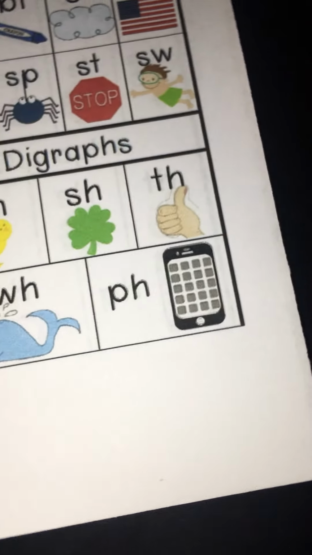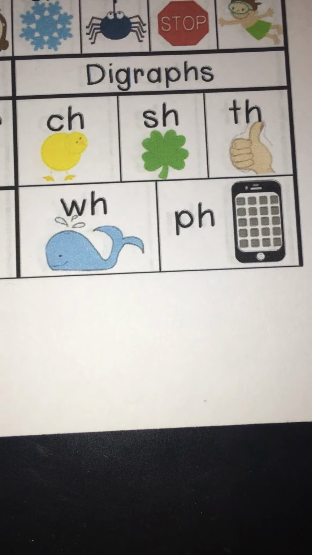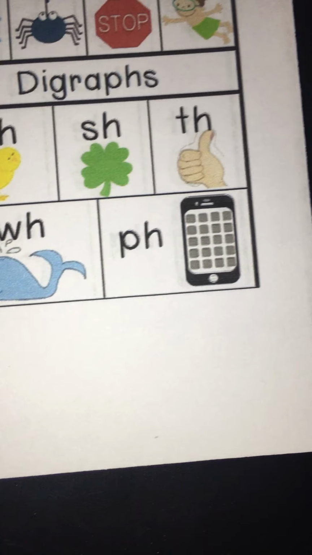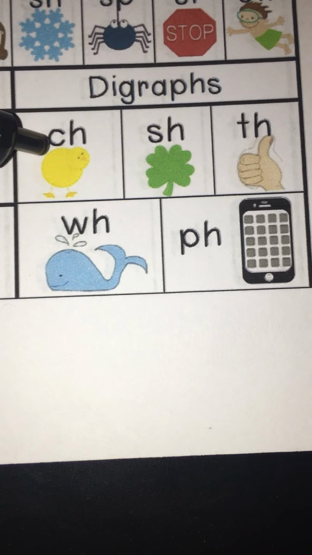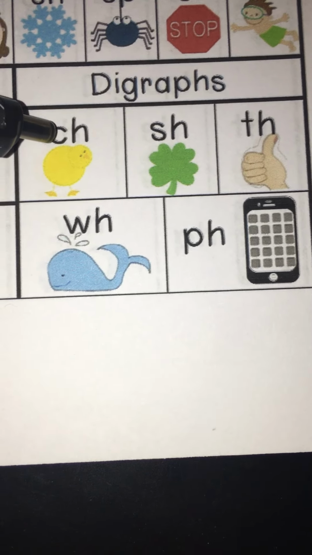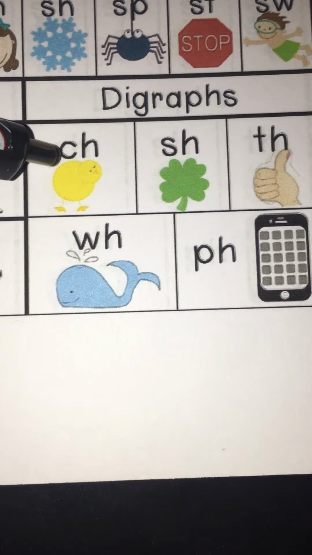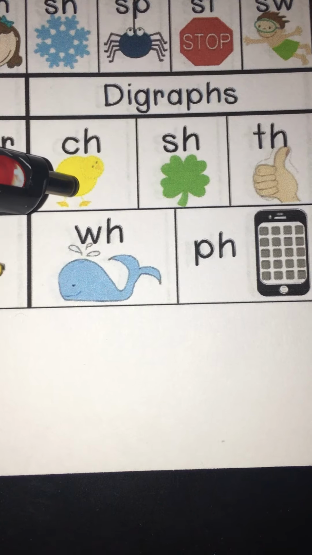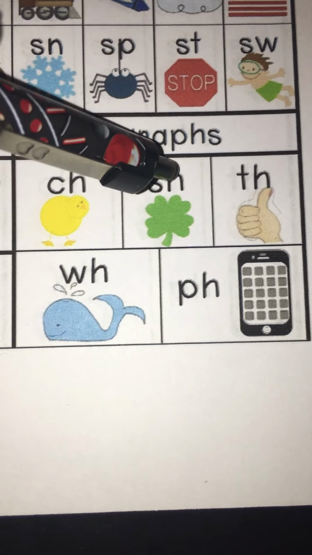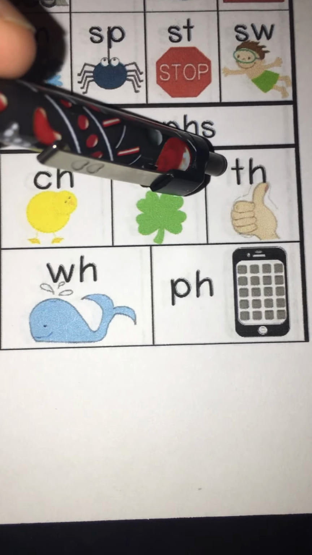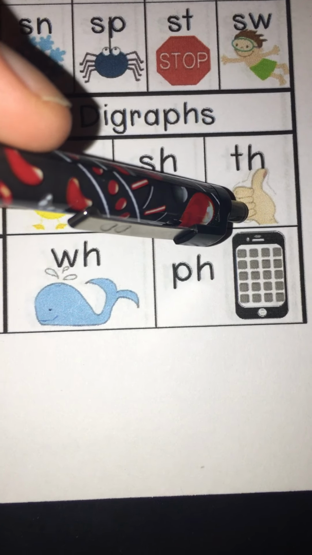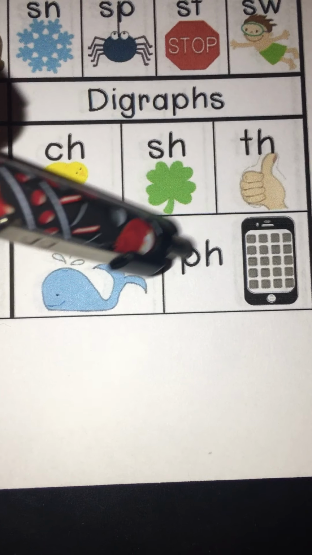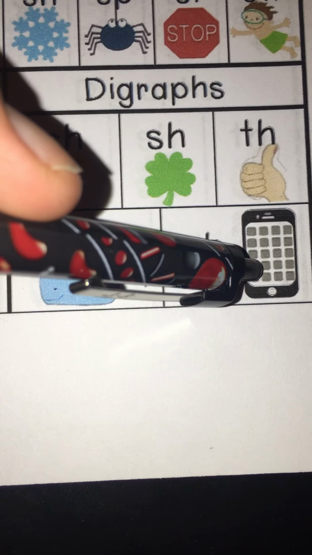And then we have our digraphs. These are two consonant letters that make one sound. Whenever you put them in the sound boxes, they would go in one sound box because they just make one sound, even though they have two letters. So CH says ch as in chick. SH says sh as in shamrock. TH says th as in thumb. WH says w as in whale. And PH says f as in phone.